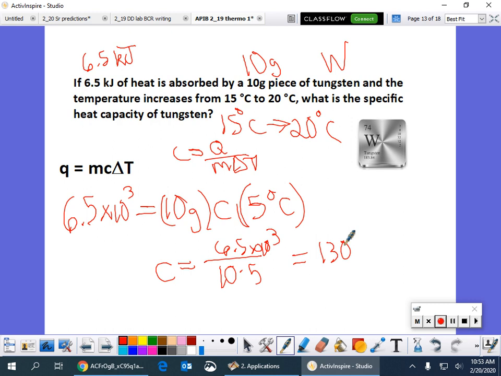So this is going to be energy. No, you're right. Energy is absorbed. So I had it right the first time.